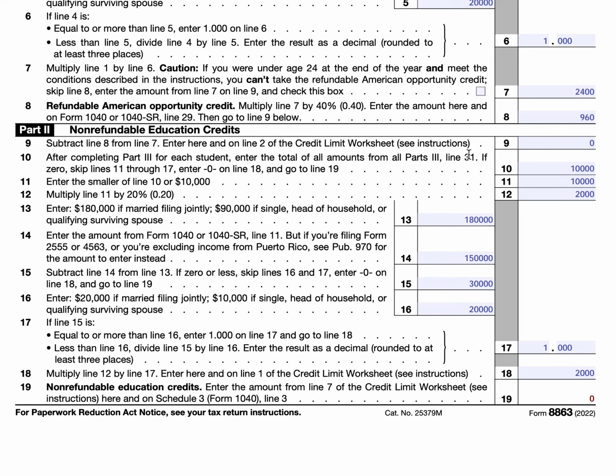We would enter the $2,000 onto the credit limit worksheet. We would work through the credit limit worksheet, and basically, when we did that, we come up with the $2,000. Even if you're not doing the American Opportunity Tax Credit, if you're only doing the lifetime learning, you will take this number right here. You'll put it into the credit limit worksheet provided by the form instructions, and then you'll go through the calculation. And again, the lifetime learning credit is 20% of your qualified education costs up to the maximum of $10,000 a cost, or a $2,000 credit.